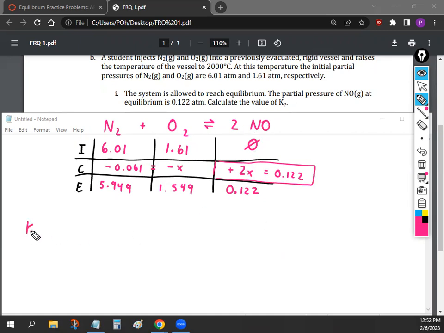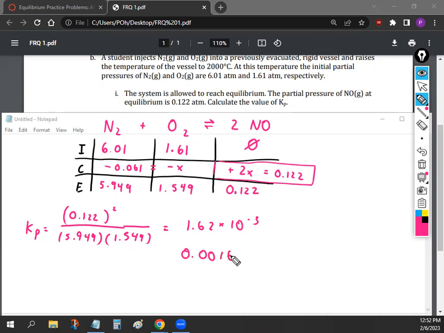All right, we're just going to plug it into our Kp formula. So it's going to be 0.122 atm squared divided by 5.949 times 1.549. That will give you a final answer of about 1.62 times 10 to the negative 3, or you can write it in decimal form, something like that. Either of those is fine. As long as you're close to that, you're good. Okay? Any questions?